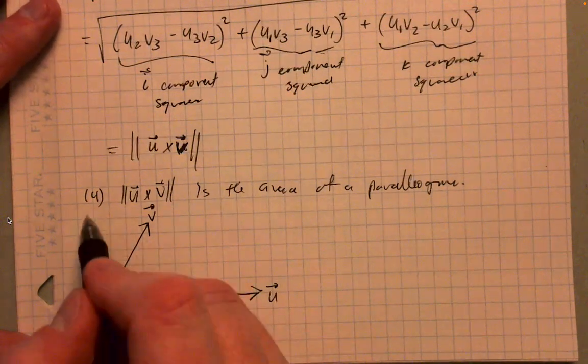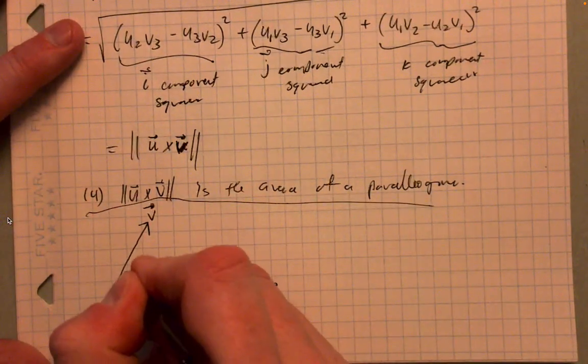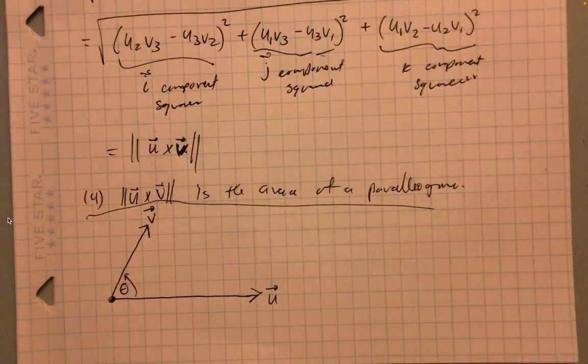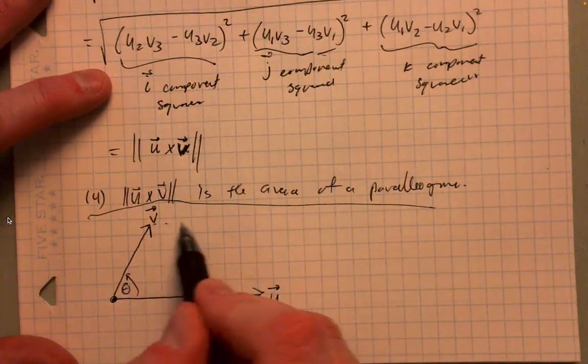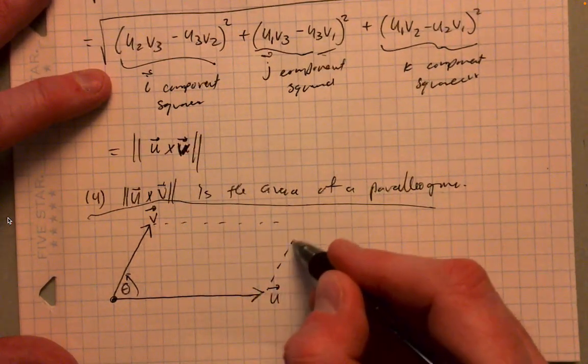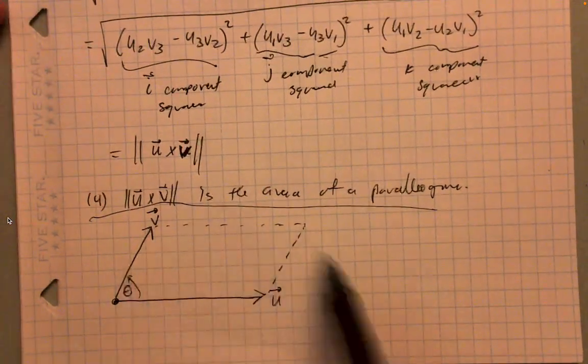Okay, so I've got these two vectors. There's going to be some theta between them, some angle. Now this height, and so you can see that this would kind of imply a certain parallelogram, wouldn't it? You can kind of see the missing pieces here.